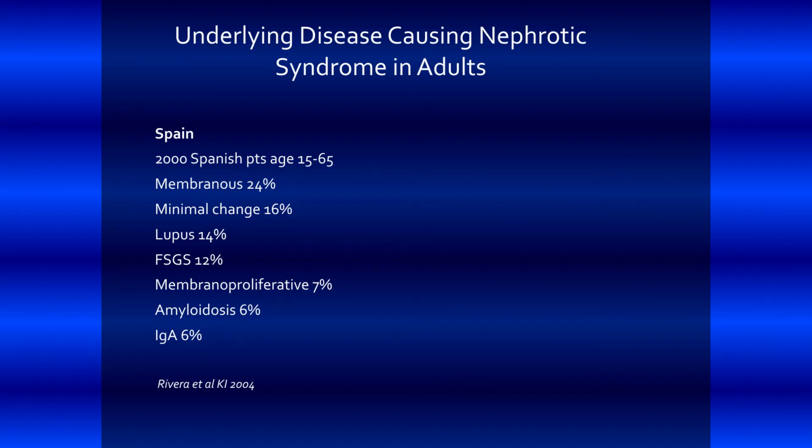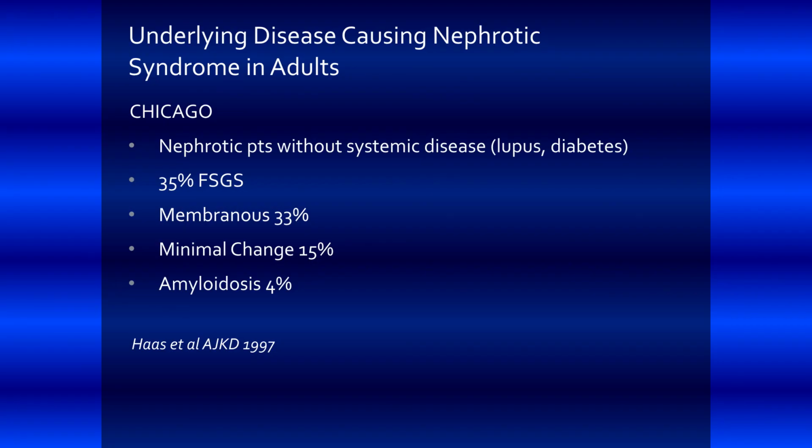So what are the common causes of nephrotic syndrome in adults? Well, it depends where you live. So in a European population, membranous is the most common, with minimal change at 15%, FSGS about 12%. If you compare this then to Chicago, where there's a high African American population, then FSGS becomes the dominant lesion, with again significant membranous but less minimal change.